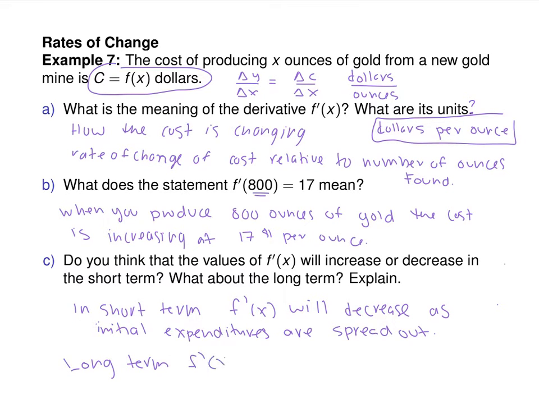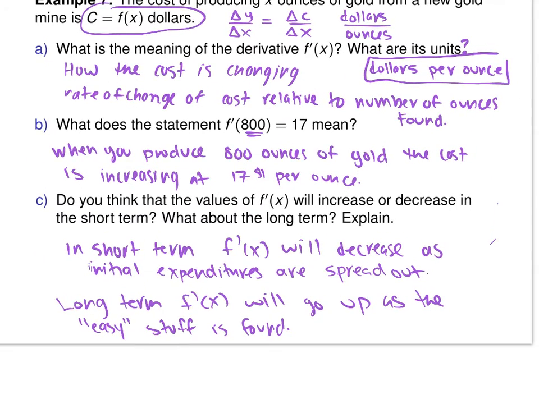Yeah, I think f prime of x will go up as the quote-unquote easy stuff is found. And this definitely has been true for oil, right? Initially the expenditures per, say, barrel went down, right? But then once they found all the easy oil, stuff like the Arctic, which is complicated and messy and tricky, the expenditures per barrel go up, or like the tar sands in Canada, right? They were not viable for a long time, and they're not viable now because the price of oil is so low.